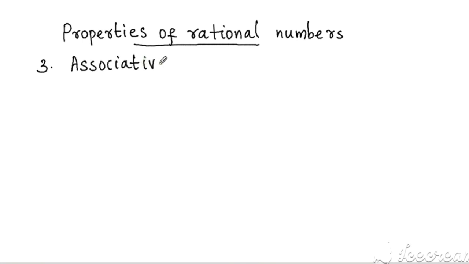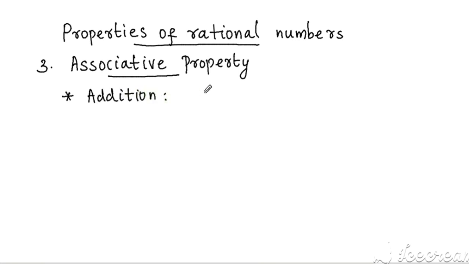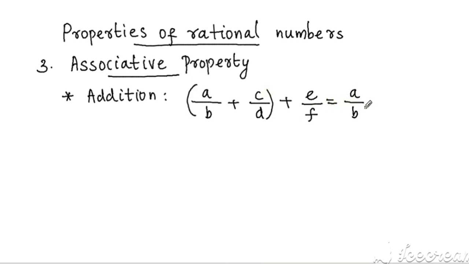rational numbers. As the name associative indicates, it is about the association of numbers or grouping of numbers. So we need three numbers to verify or show associative property. We can check this for each of the operations. First, consider the operation addition. In case of addition, associative property means a by b plus c by d plus e by f. If you group the first two numbers, that should be the same as grouping of the second and third number. That means a by b plus c by d plus e by f.